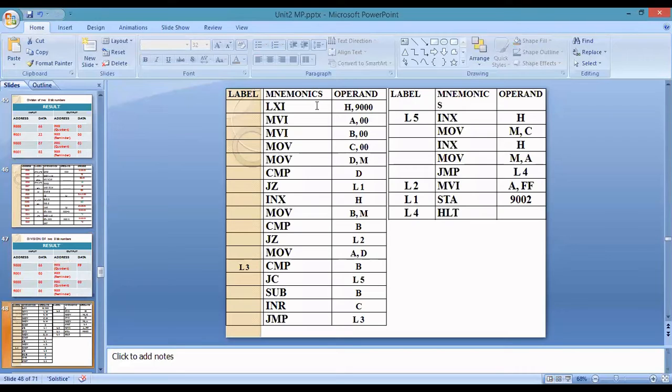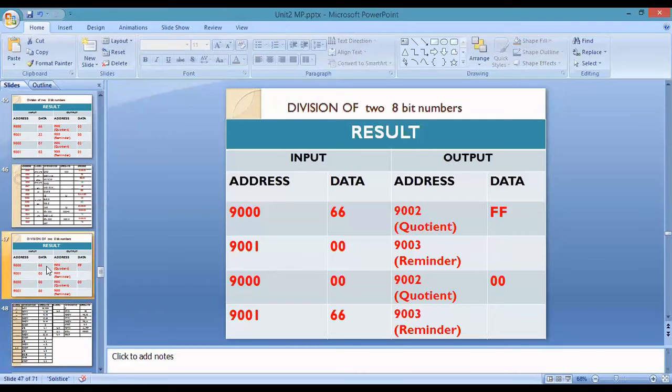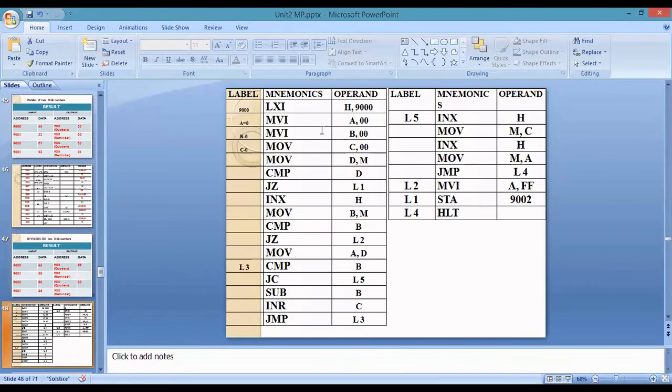First, I'm storing the value 9000 in the HL register pair. A is equal to 0. Next, B is equal to 0. Next, I'm initially moving C also as 0. Move D comma M. So the first data I'm moving from the memory location. What is the first data? I'm moving it to the D register. You can take a small number, say D is equal to 5.